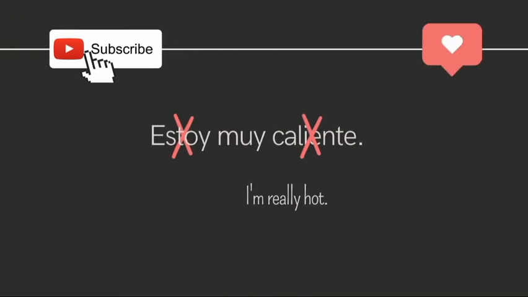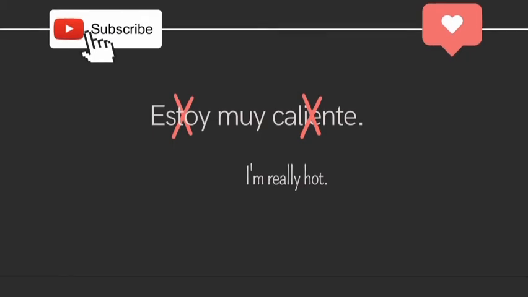Segundo error. By the way, error means mistake in English. Estoy muy caliente. I'm really hot means tengo mucho calor. So you have to be very, very careful with this one because it could be a very embarrassing situation if you translate it as estoy muy caliente, because that means in Spanish that you are kind of way too sexy or way too horny, something like that. Okay? Be careful with this one.